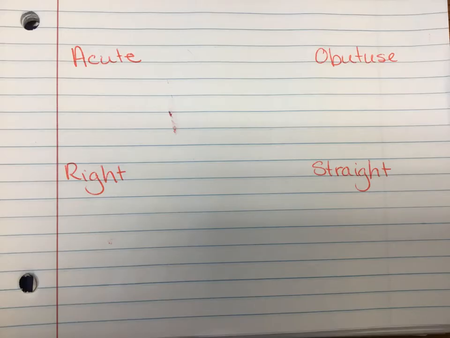There are 4 different types of angles. They are named acute, obtuse, right, and straight. Now I know you know what a right angle is because we talked about it yesterday with perpendicular lines. So here is my example of a right angle.